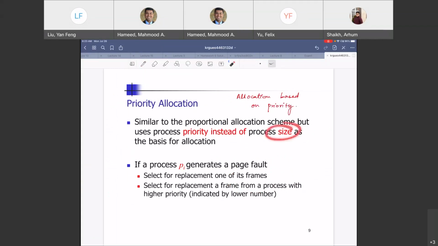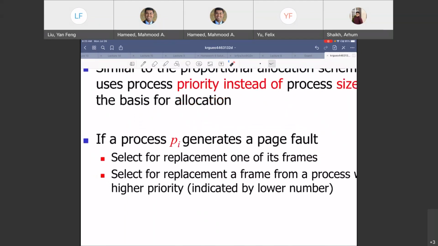So instead of the size, to compute the weight of F total, we are trying to scale F total. We'll use the priority instead. Now, if P sub I generates a page fault, if any process generates a page fault, select the replacement of one of its frames. That's one strategy.